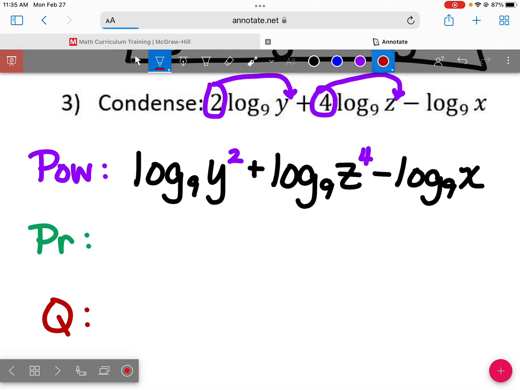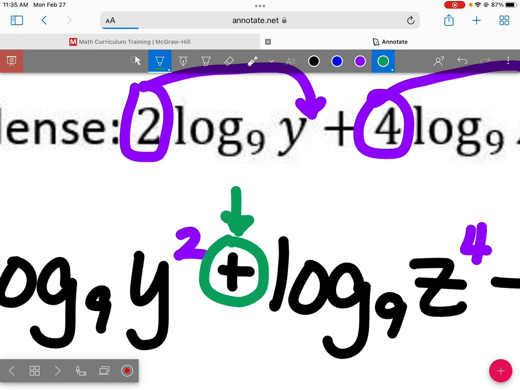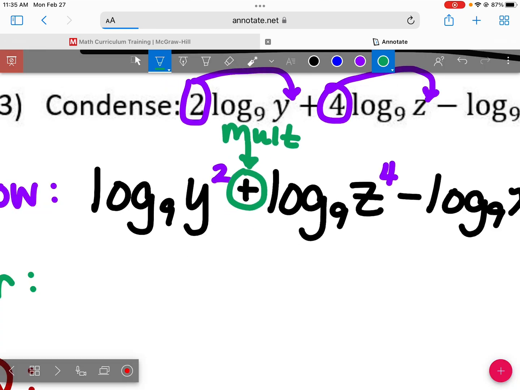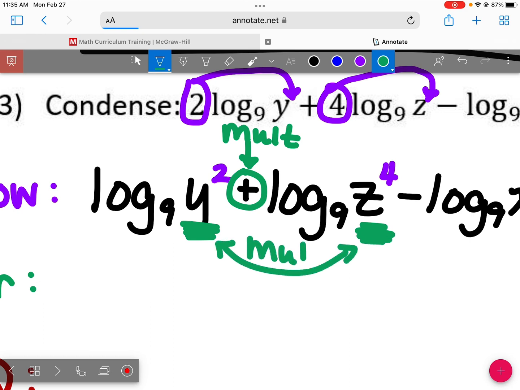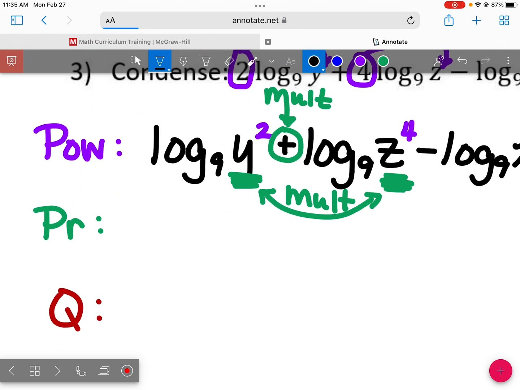When I get to the product property, I'm not looking for multiplication anymore because now I'm condensing. What do I look for when I'm condensing? Addition. We look for logs that are being added. Do we have any logs that are being added? Yes. When you see this, it's going to change to multiplication. This argument and this argument, because these are the logs being added, we multiply their arguments and it becomes just one log between those two.